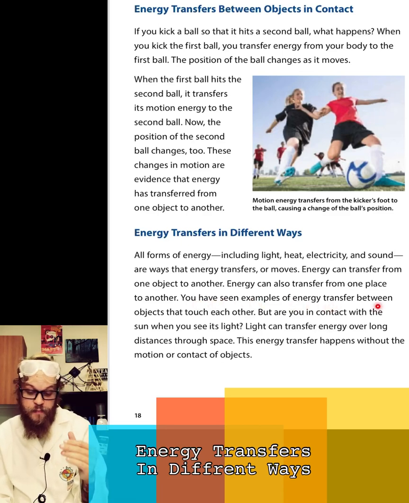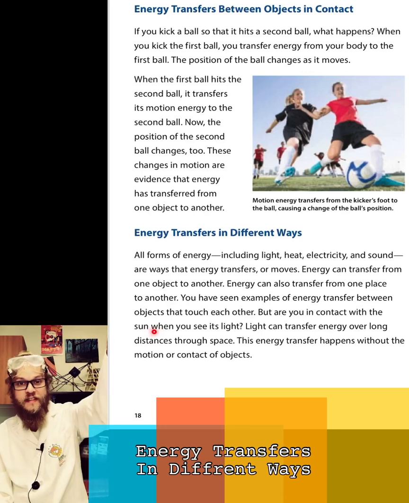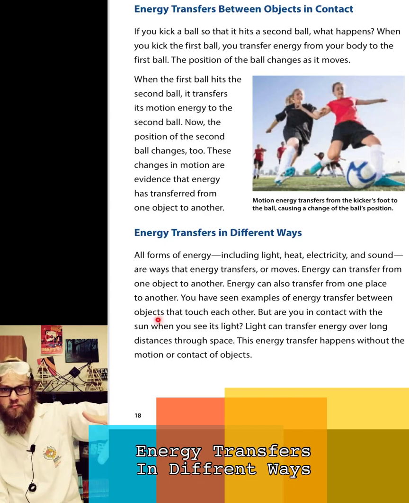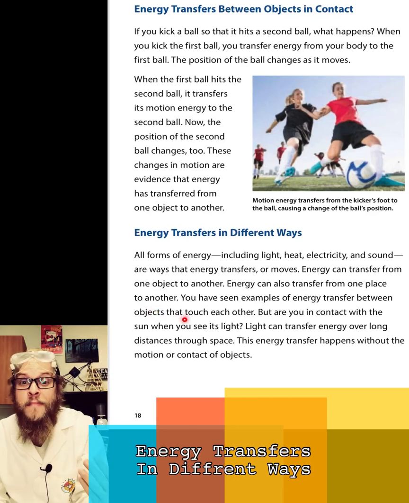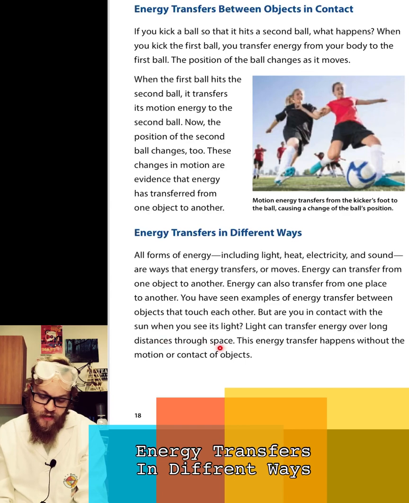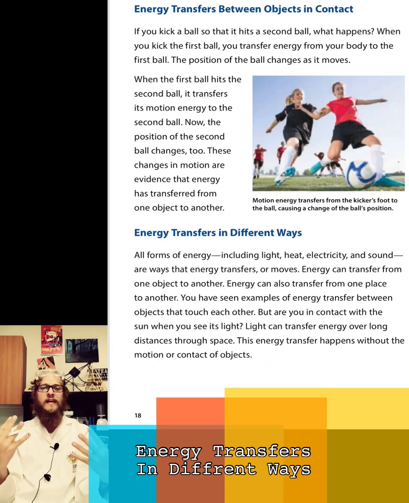You have seen examples of energy transfer between objects that touch each other. But are you in contact with the sun when we see its light? So if we look out the window, we see the sun. Am I touching the sun? No. But it's affecting me because I see its light energy from millions of miles away. Light can transfer energy over long distances through space. This energy transfer happens without the motion or contact of objects. I'm receiving energy from the sun, and I'm not touching it.